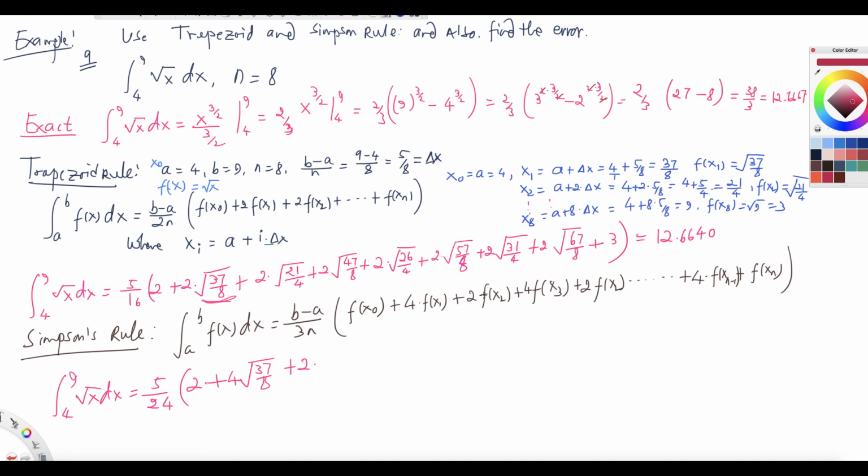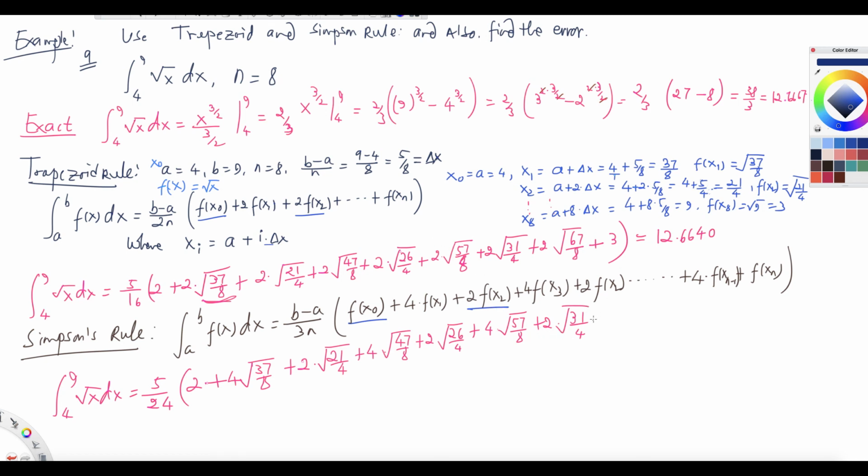What is f of x2? So f of x2 is the same as that one, right? So this will be root under 21 over 4 plus 4 times, what is the next one? Root under 47 over 8 plus 2 times root under 26 over 4 plus 4 times root under 57 over 8 plus 2 times root under 31 over 4. Because you see that some of the terms are the same. You see that on these two formulas, f of x0 is the same, and 2f of x2 and 2f of x2 are the same. That's why we have the same types of term there.